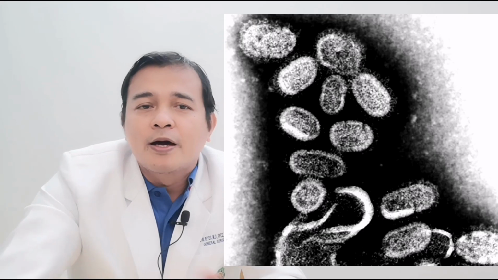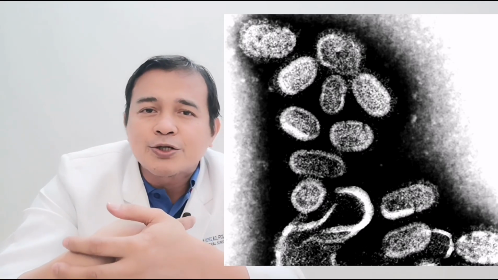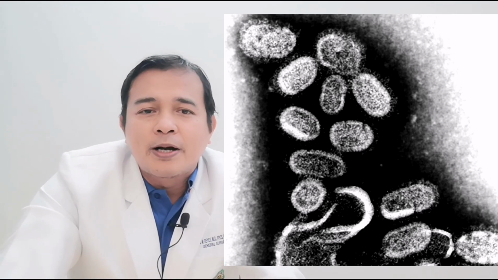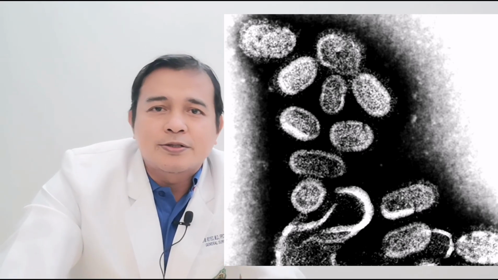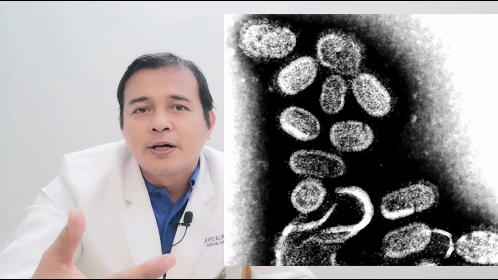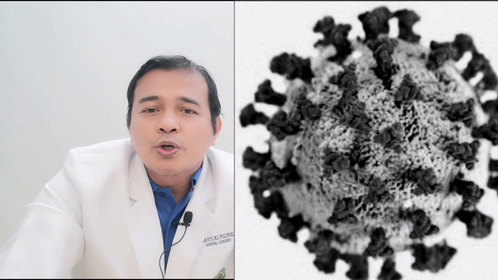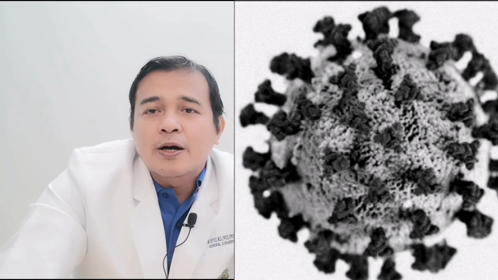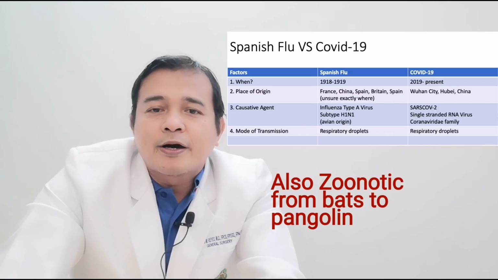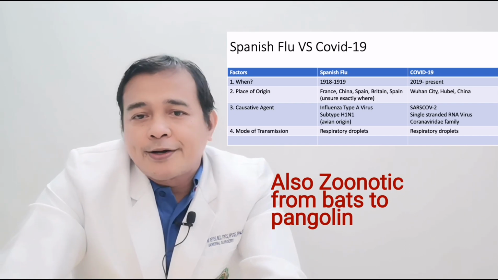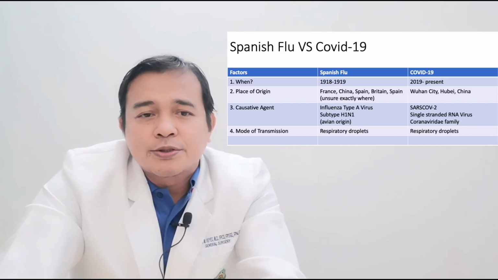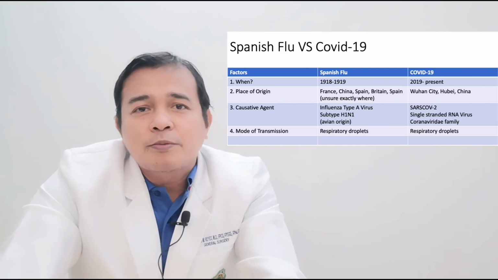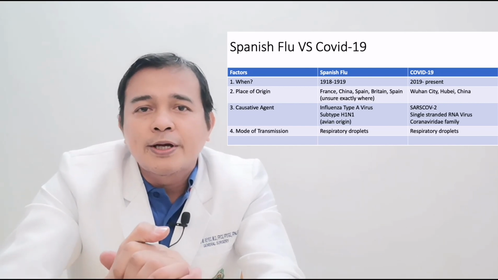The causative agent for the Spanish flu is influenza type A virus, subtype H1N1 of avian origin. So it's zoonotic, coming from an animal. While the COVID-19 causative agent is SARS-CoV-2, belonging to the family of Coronaviridae, a single-stranded RNA virus. For the mode of transmission, both of them spread through respiratory droplets.